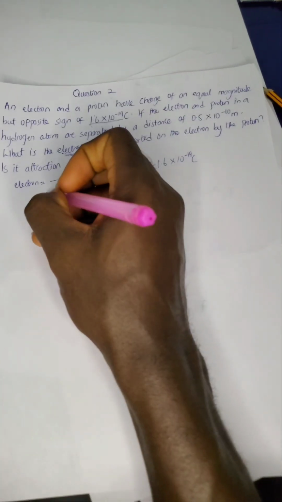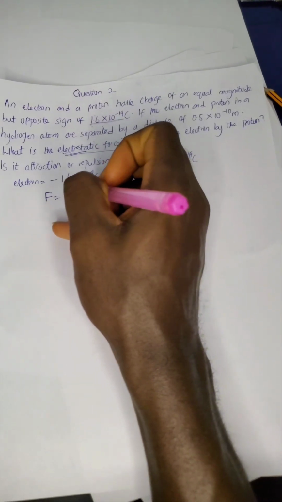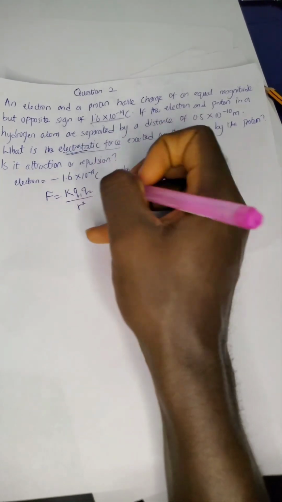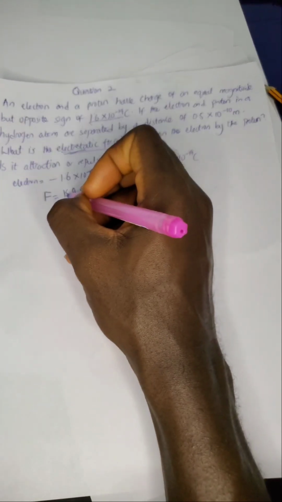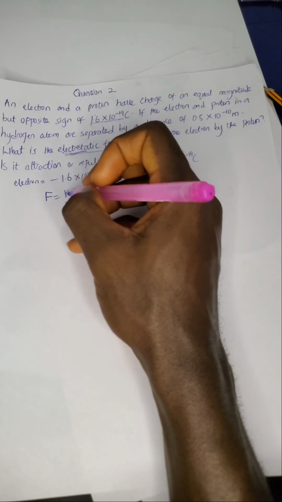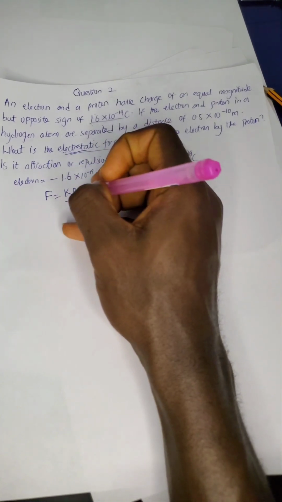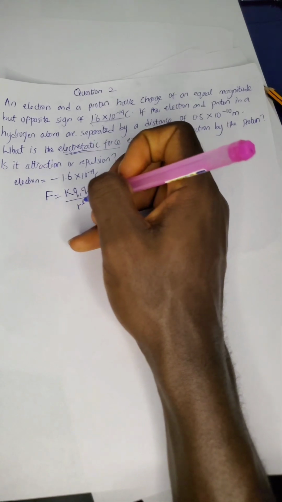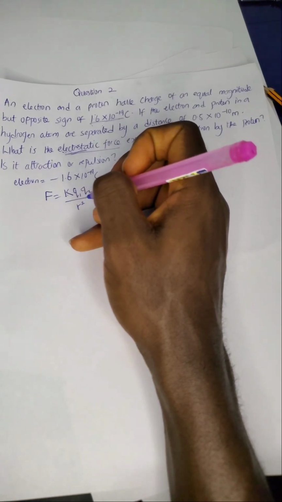When we're talking about force, we're talking about charges. What comes into your mind is Coulomb's law. And what's the formula for Coulomb's law? Force is equal to K Q1 Q2 all over R square, where K stands for the constant of proportionality for Coulomb's law, Q1 and Q2 are the charges, and R is the distance between the charges.